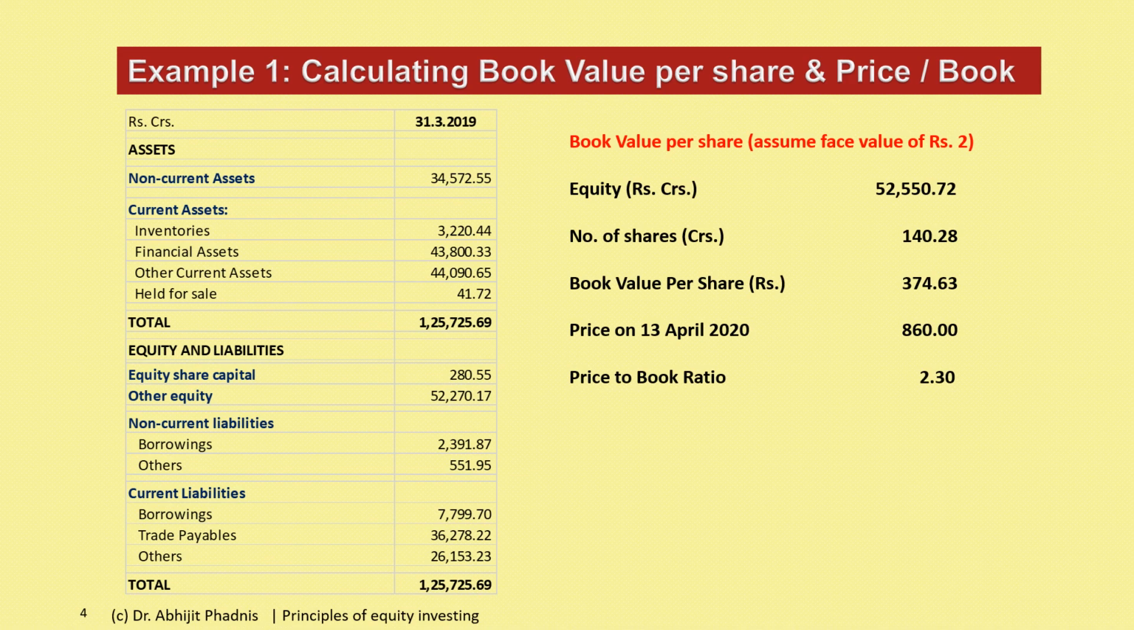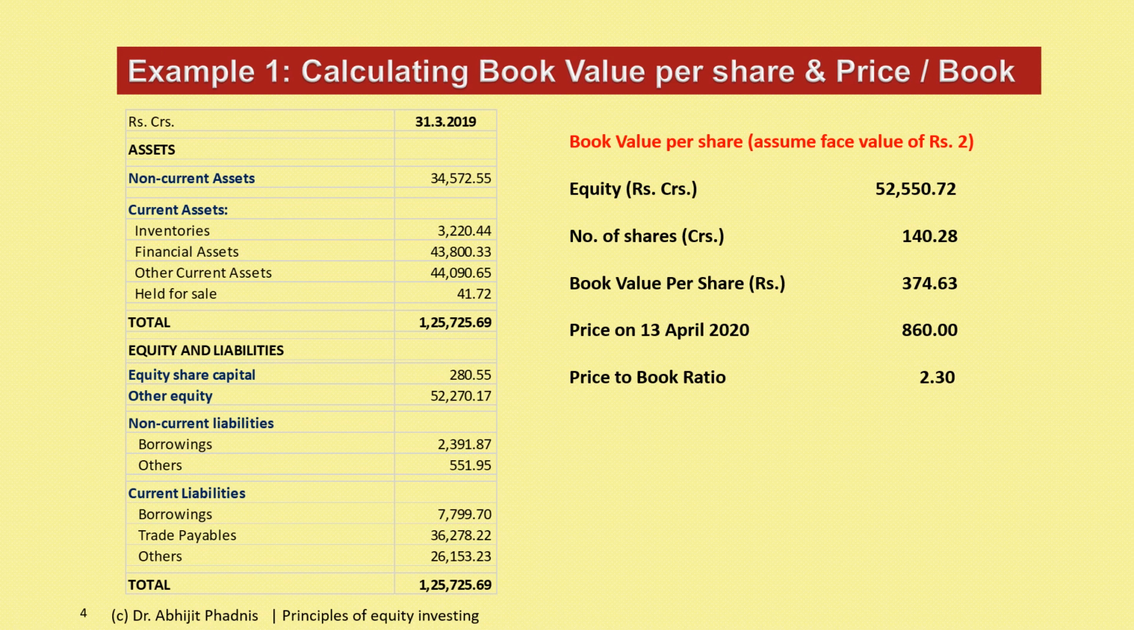So on the right hand side, you will see that the book value per share is calculated. Let us assume that the face value of this share is 2 rupees, and the data which is given to us is equity share capital and other equity. Collectively that totals to 52,550.72 crores of equity. The number of shares, how do we get the number of shares? That data is not available on the financial statement. But if you look at the equity share capital of 280.55 crores and divide that by the face value of 2 rupees, we will be able to arrive at the number of shares.